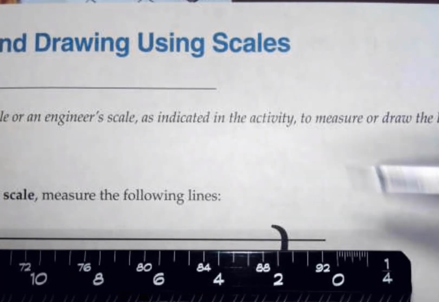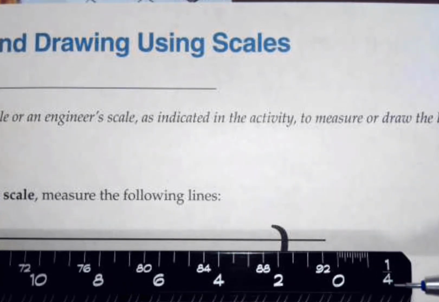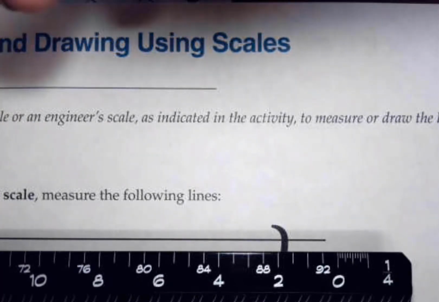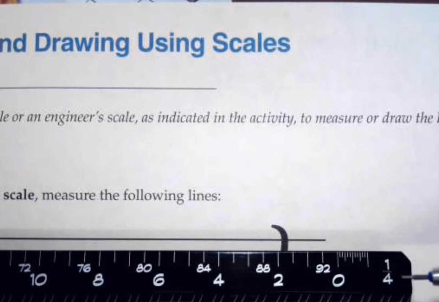So let's go ahead and take a look at what these mean. One of the first things you need to do when you're reading an architectural scale is make sure you're reading the right scale. If you remember, we have the 1/4 inch scale going this way, but we also have the 1/8 inch scale coming back the other way. So we need to make sure that we're first reading the correct scale.